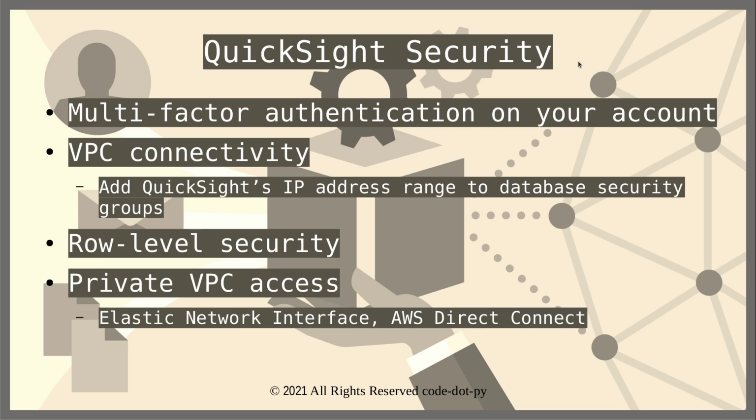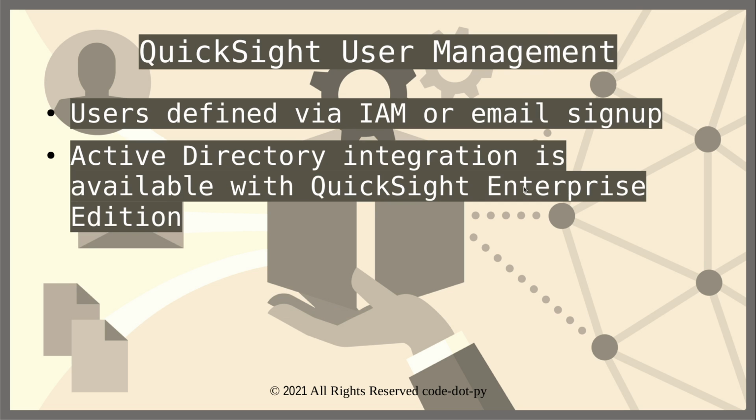Now, when we talk about QuickSight security, it can support multi-factor authentication on the account. It can also have VPC connectivity. Basically, we have to add the IP address range to the database security groups for the VPC. It can have row-level security configuration. It can have private VPC access through Elastic Network Interface and AWS Direct Connect. When it comes to user management, users are either defined via IAM or through email signups, and Active Directory integration is also available with the enterprise edition of QuickSight.